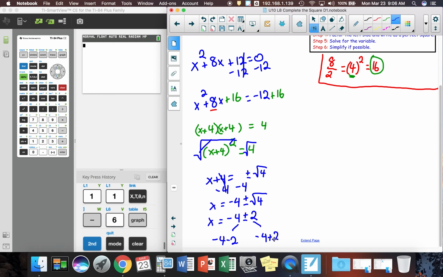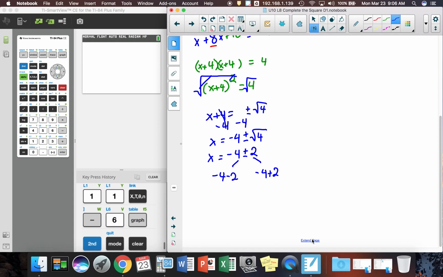Now notice I did something a little different. Did I do this wrong by putting the minus first and then the plus afterwards? Nah, it doesn't matter. You're going to get the same answer no matter what. So negative 4 minus 2, which is negative 6, and negative 4 plus 2, which is negative 2. Here are our two answers.